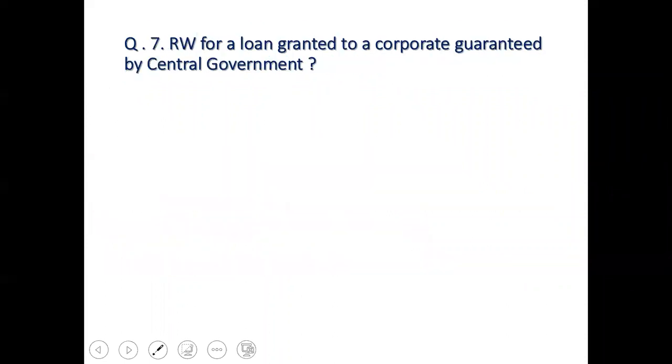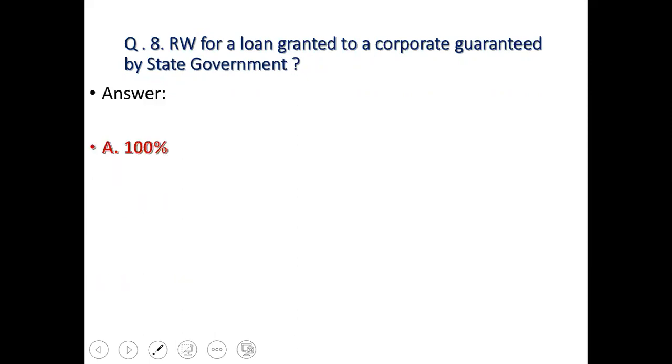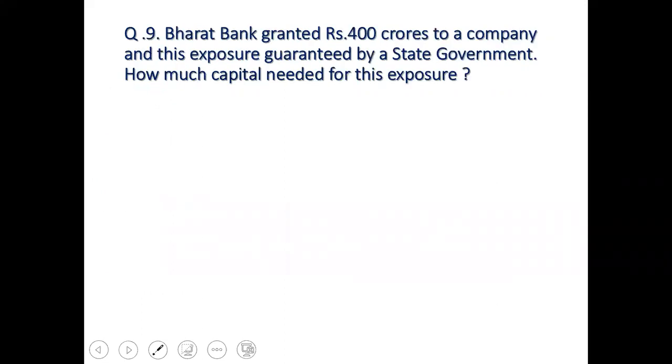Okay, now 7th question. Guaranteed by central government, zero risk. No problem, zero risk. And state government, 20% risk. That is the thing. Central government only zero risk, but loans guaranteed by state government, Basel III recommends 20% risk weight. Then calculate.